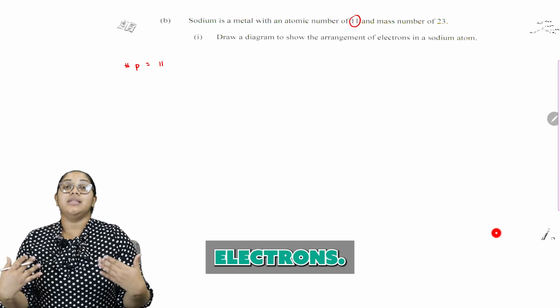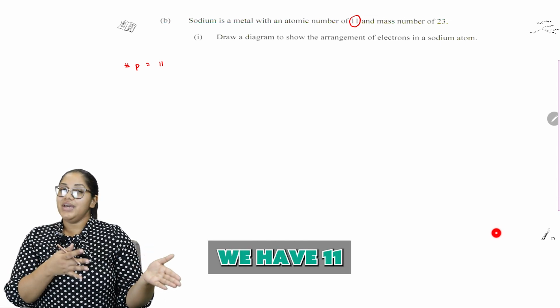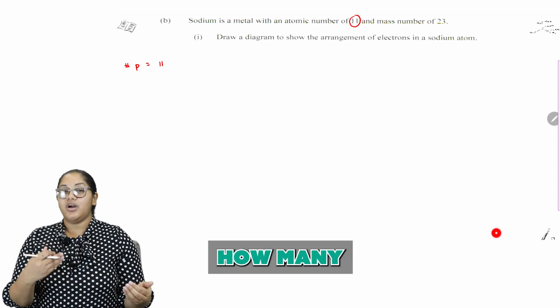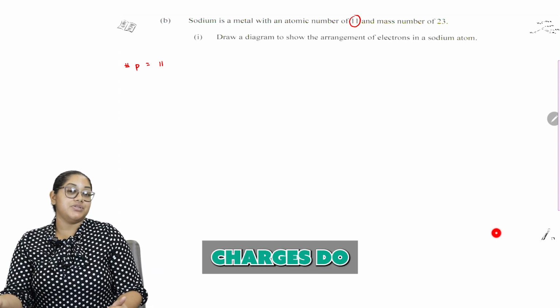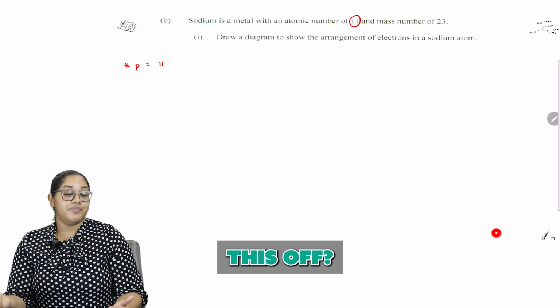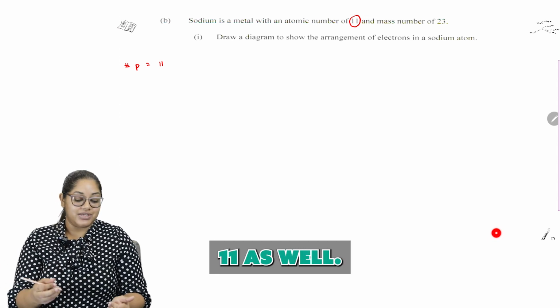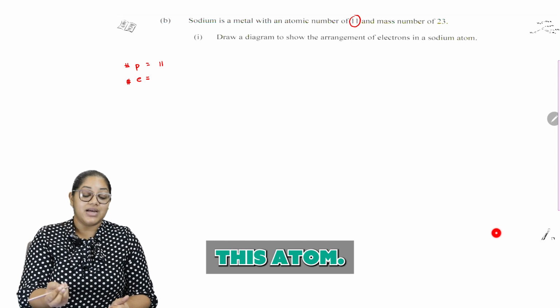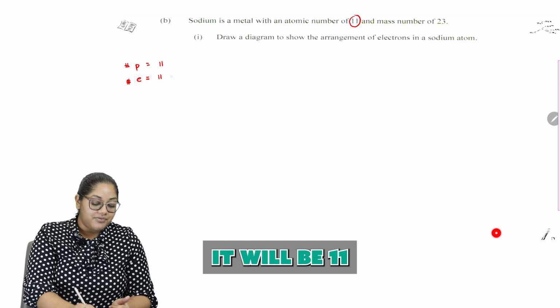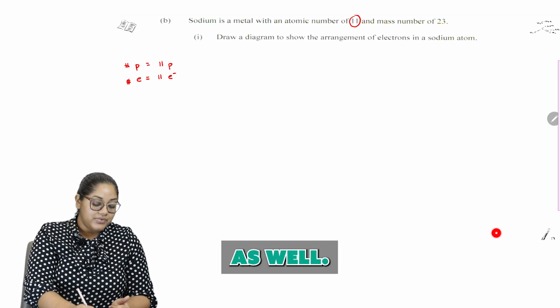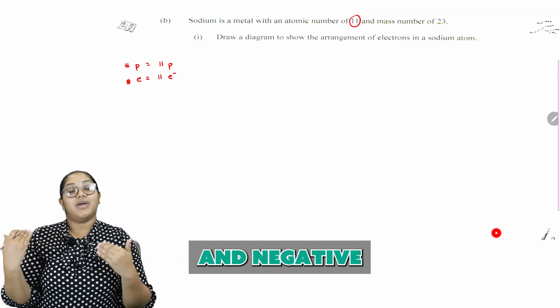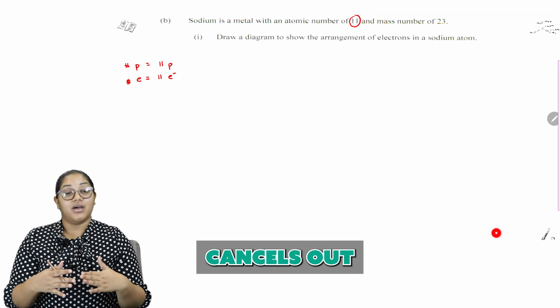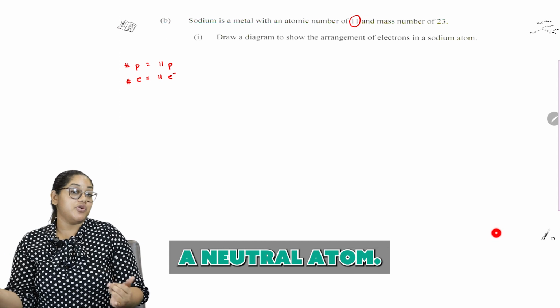It would be electrons. So if we have 11 positive charges, how many negative charges do we need to balance this off? The answer would be 11 as well. So we actually know the number of electrons inside of this atom. It will be 11 electrons as well. So this way our positive and negative charges cancel out to give us a neutral atom.